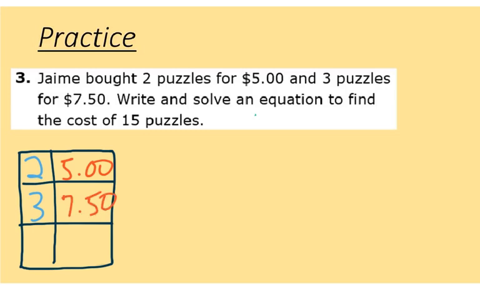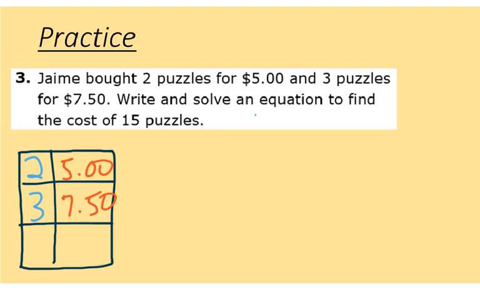$7.50. So again, what we need to do is see if we have a relationship here between the x and y, or the input and the output, or a relationship between the independent variable and the dependent variable. The dependent variable being the cost. Remember, your cost is always dependent upon how many items you purchase. Okay, so we have a 2 and a 5, a 3 and a 7.50.